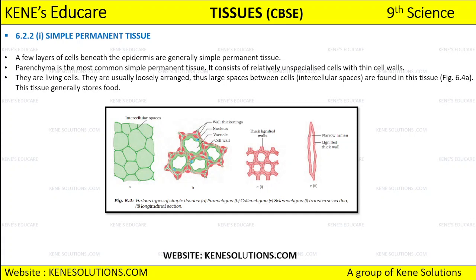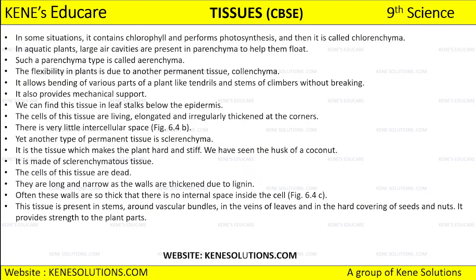Okay. Next thing that we have is chlorenchyma. If parenchyma has chlorophyll present, then we call it chlorenchyma. And if it has large air cavities present, if I talk about aquatic plants having large air cavities, then we call that parenchyma aerenchyma, because it is helping the plant in floating, right? So we get two types here. Chlorenchyma, if it contains chlorophyll, and if it has large air cavities, then we call it aerenchyma.